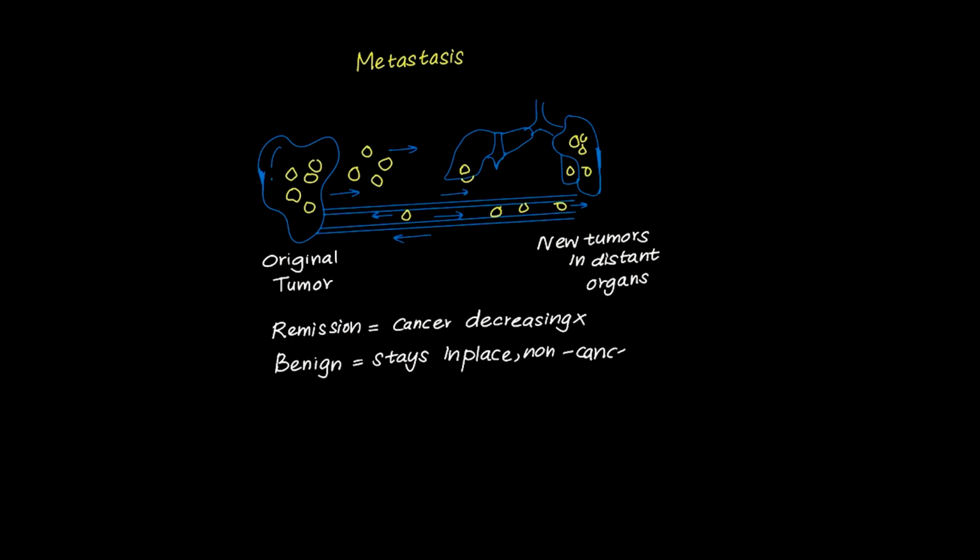Remission is the opposite. It means cancer signs are decreasing or disappearing. Benign growths are non-cancerous tumours that stay put and don't invade other tissues. Inflammation is an immune response with swelling and redness, not cancer spreading.